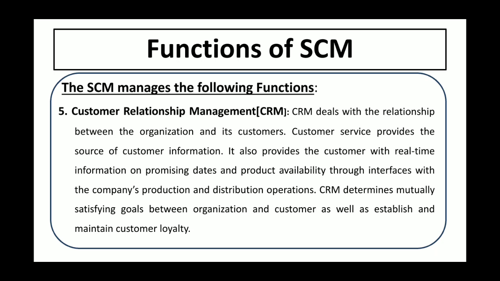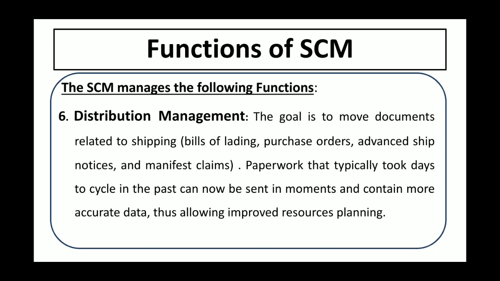Next one is customer relationship management. Here, it is already explained. Next is distribution management. The goal is to move documents related to shipping, like bills of lading, purchase orders, advance ship notices, and manifest claims. Paperwork that typically took days to cycle in the past can now be sent in moments and contain more accurate data, thus allowing improved resource planning.